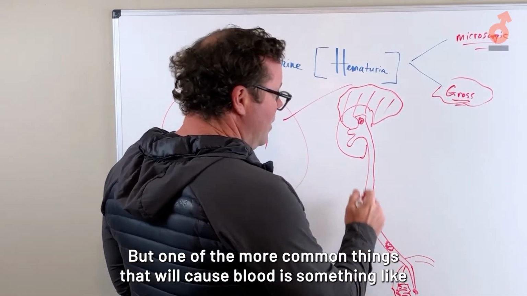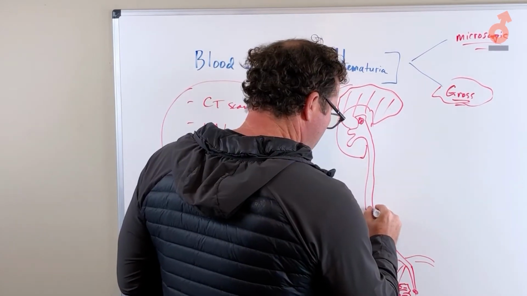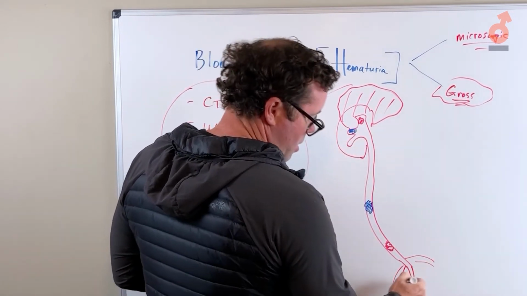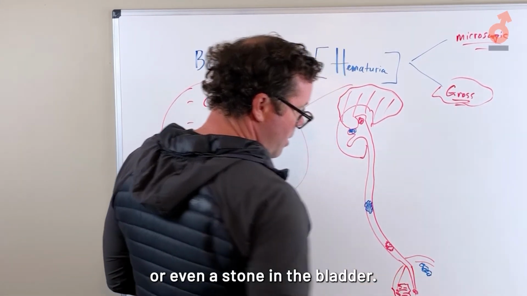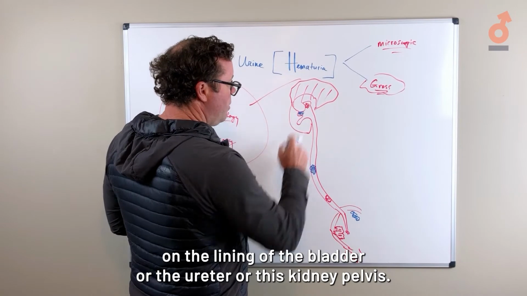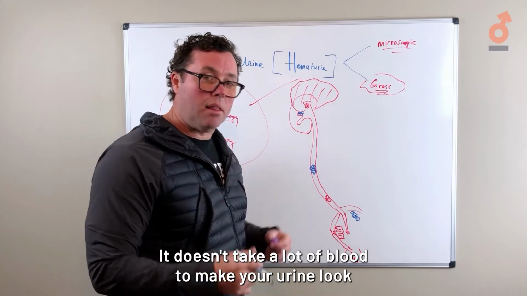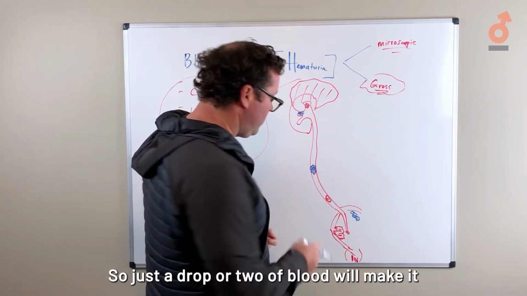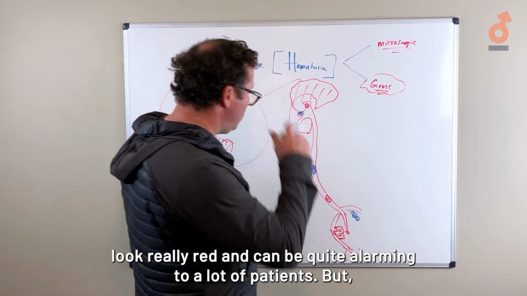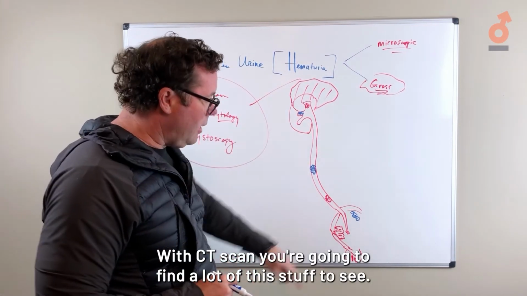But one of the more common things that will cause blood is something like just a simple kidney stone. So you could have a stone in this tube, or a stone here, or even a stone in the bladder. And what it's doing is it's just rubbing on the lining of the bladder or the ureter or this kidney pelvis. And it's just causing a little bit of blood to drain out. It doesn't take a lot of blood to make your urine look red, red, red. So just a drop or two of blood will make it look really red and can be quite alarming to a lot of patients.